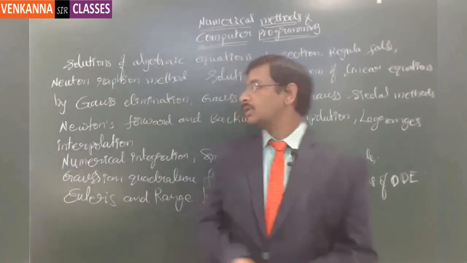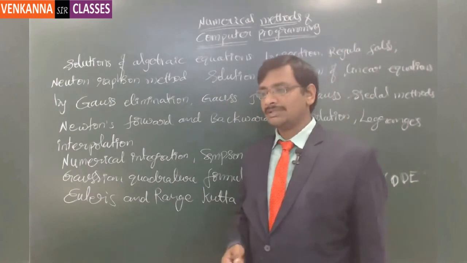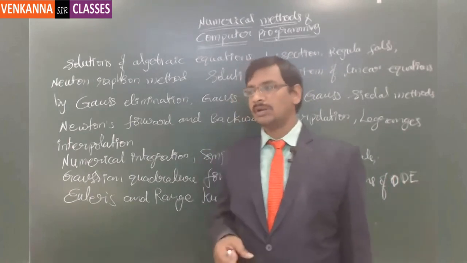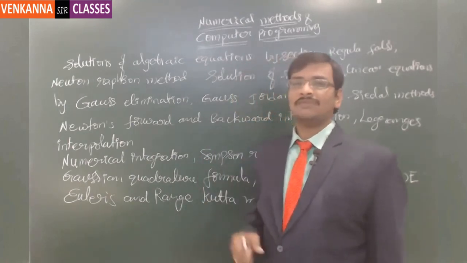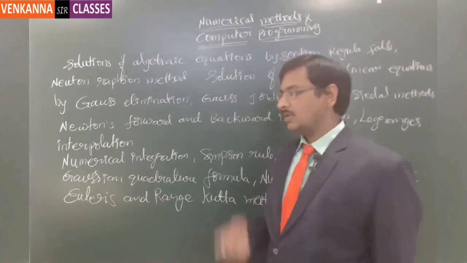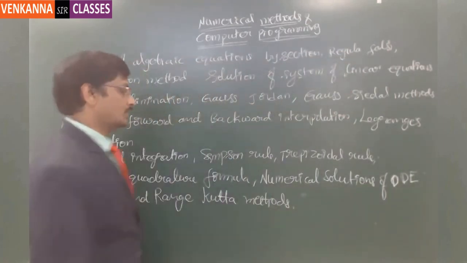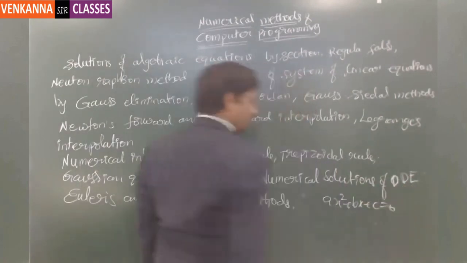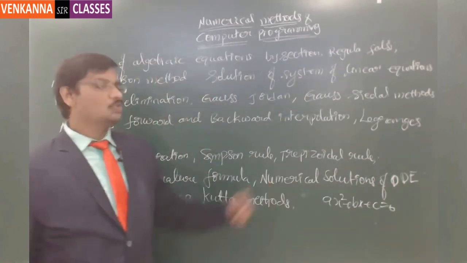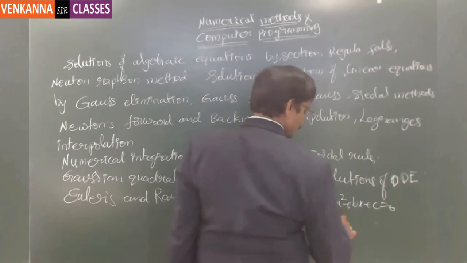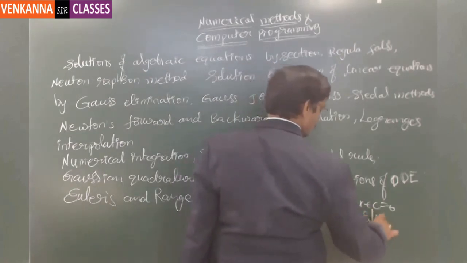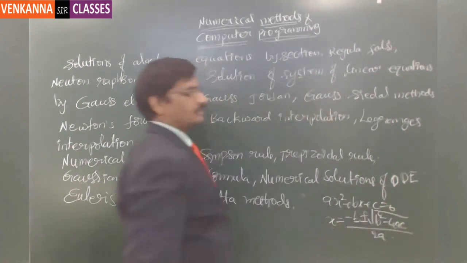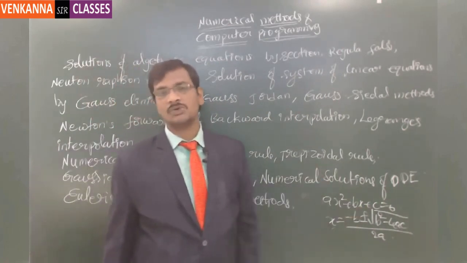Now the fundamental question is why do we need numerical methods at all? In mathematics, why is there a topic called numerical methods? There is a fundamental limitation. Suppose we have the equation ax square plus bx plus c equal to 0. If I ask you the solution, immediately you say x is equal to minus b plus or minus square root of b square minus 4ac by 2a. This is the solution of the quadratic equation.